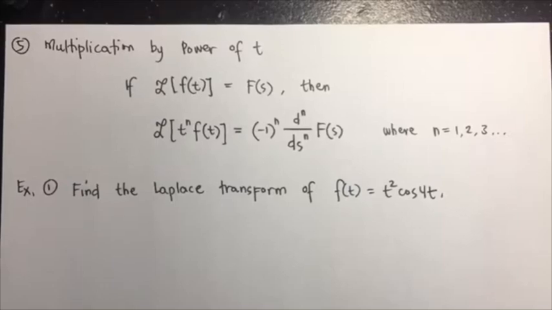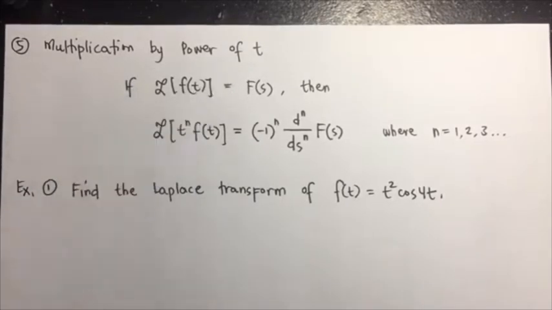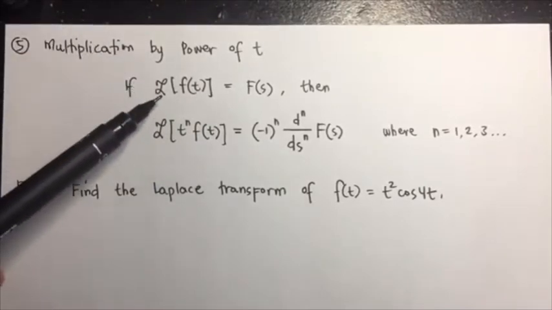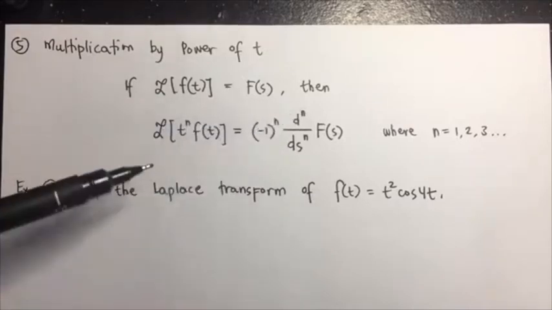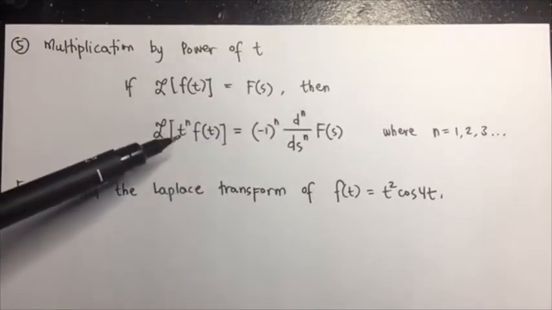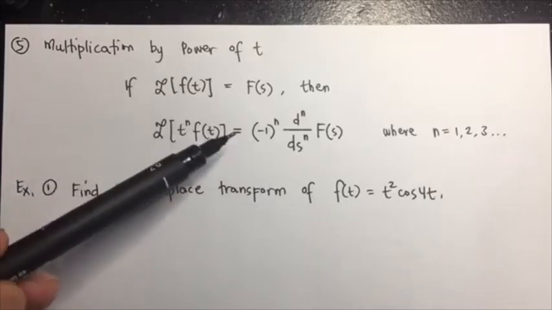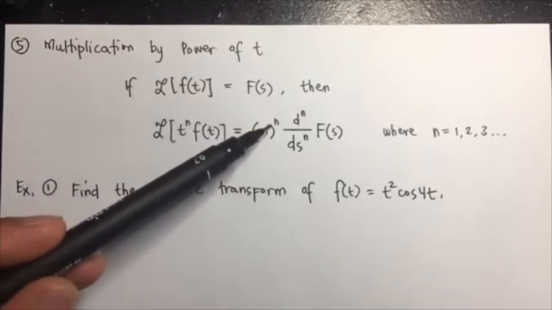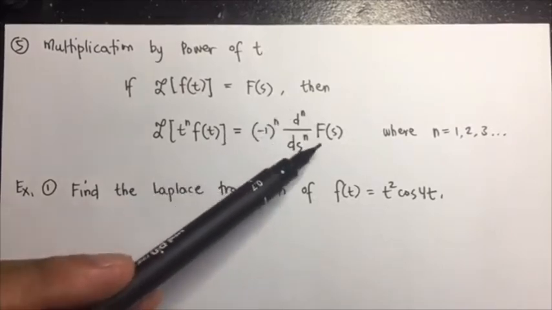Okay, so for this video, we will be discussing another property of Laplace transform, which is the multiplication by power of t. For this property, if we are given that the Laplace transform of f of t is F of s, then the Laplace transform of the product of t raised to n multiplied by f of t is equal to negative 1 raised to n multiplied by the nth derivative of F of s.